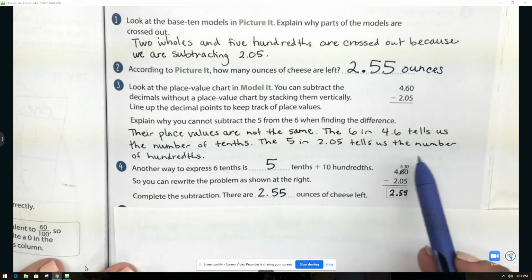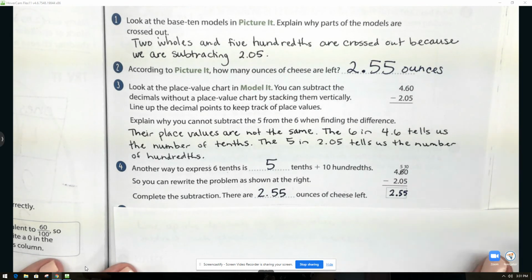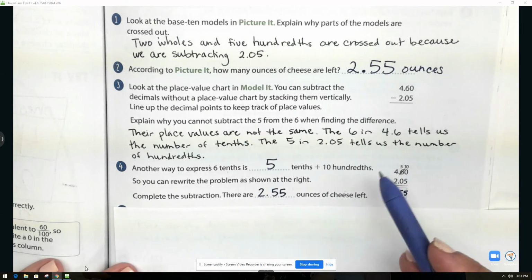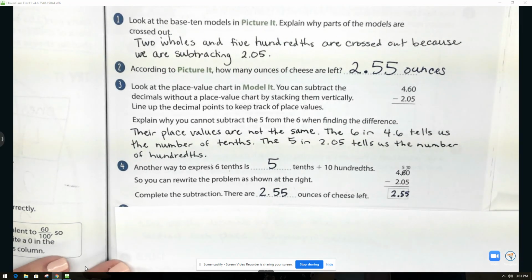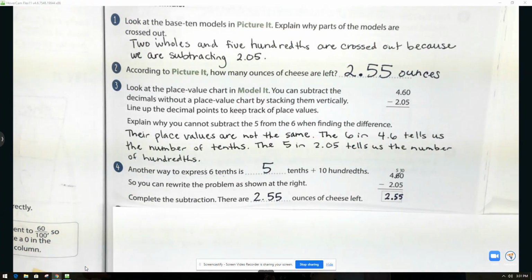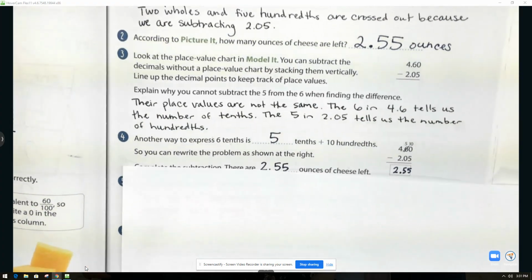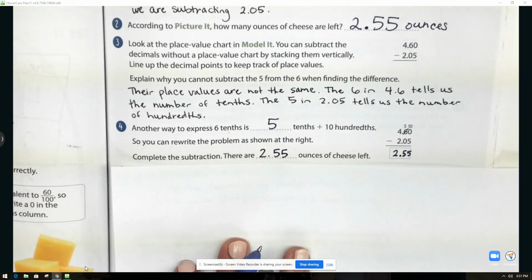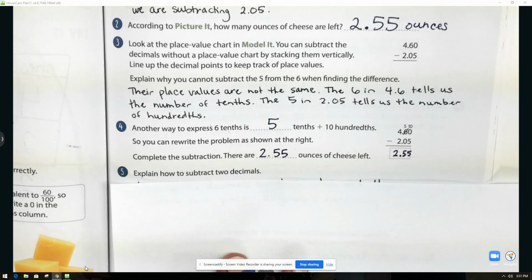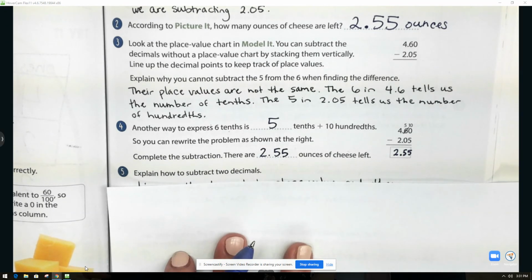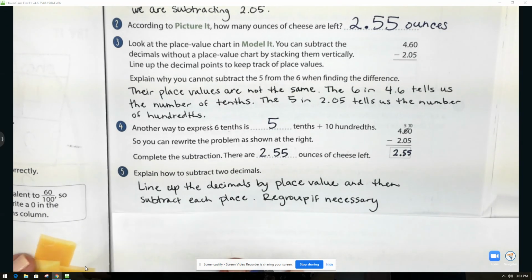I imagine that this is the strategy that most of you will probably land on. This is called the place value strategy. I imagine that that's the way that most of you will decide to do your subtracting decimals, but some of you may like a different method. So here is how we subtract two decimals.